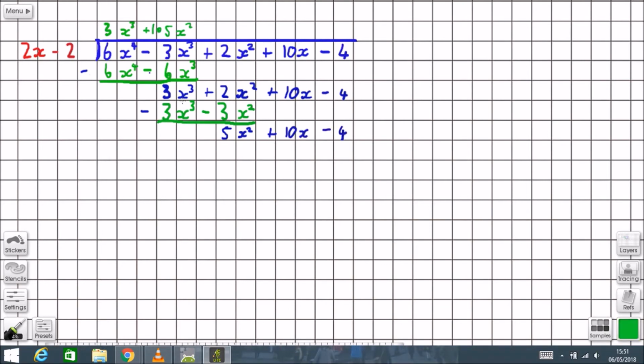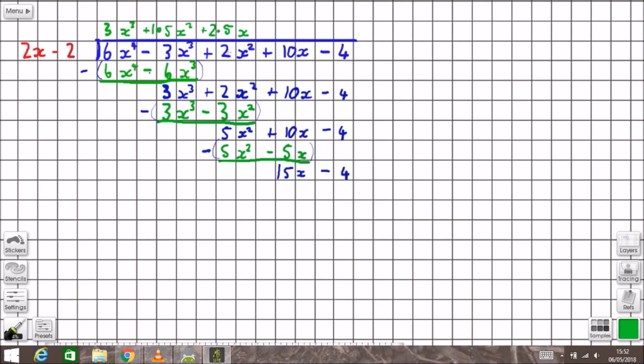Okay, and you can see we're going to have to repeat this at least once more. 2 times what equals 5? Well, it's going to be 2x times 2.5x to give us our blue 5x squared term. And negative 2 times 2.5x is negative 5x. We'll remove this, bring down our remainder. We're going to subtract that whole term. We're subtracting the whole term every single time, the whole line, not just the first term. I should have put it in brackets. 10 minus negative 5 is positive 15x minus 4.